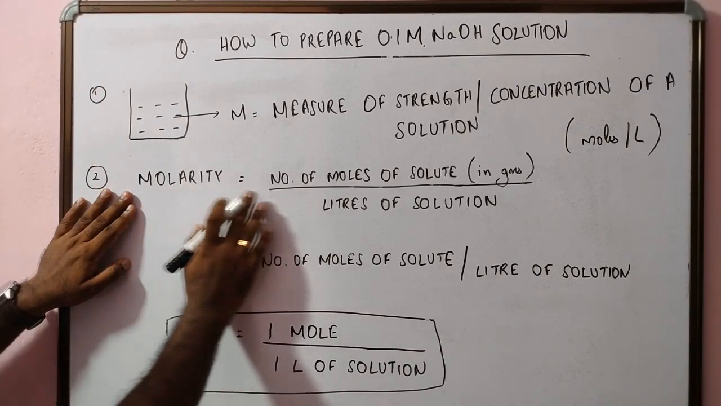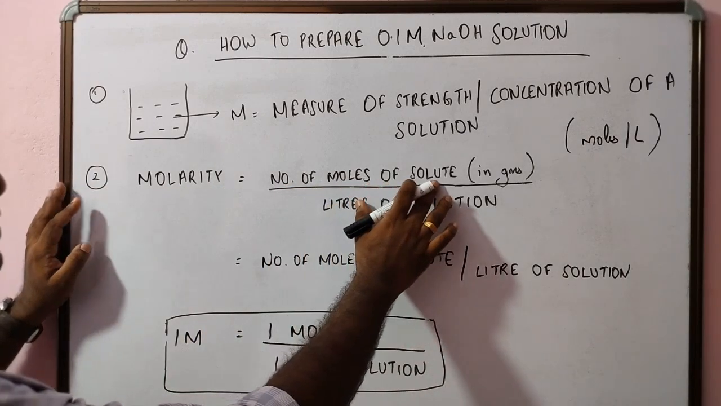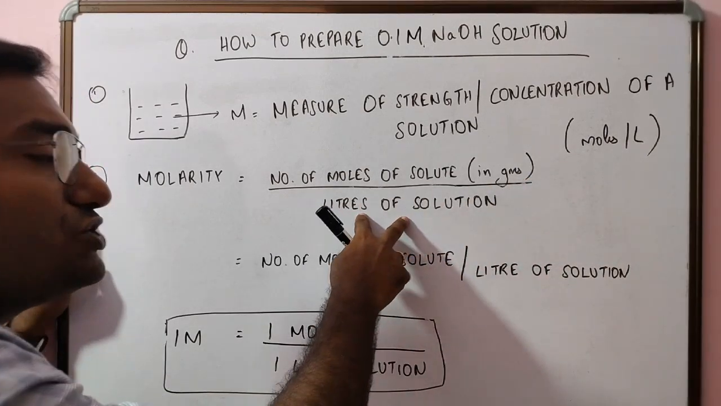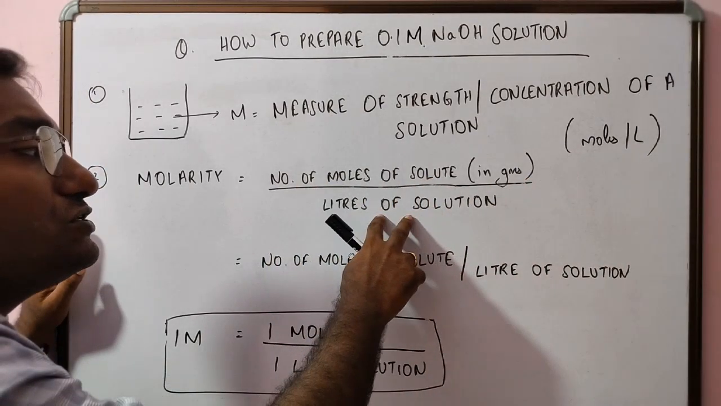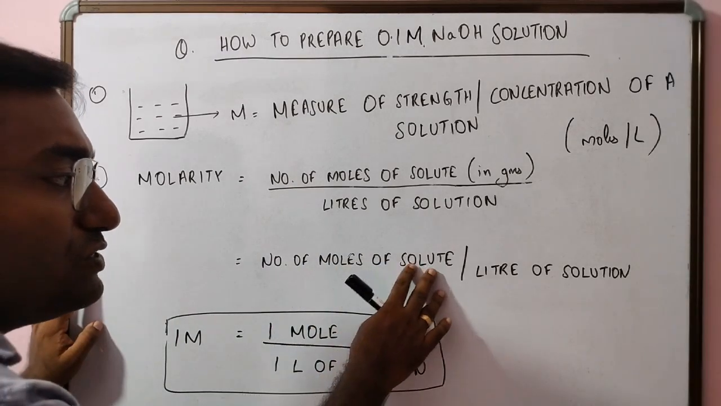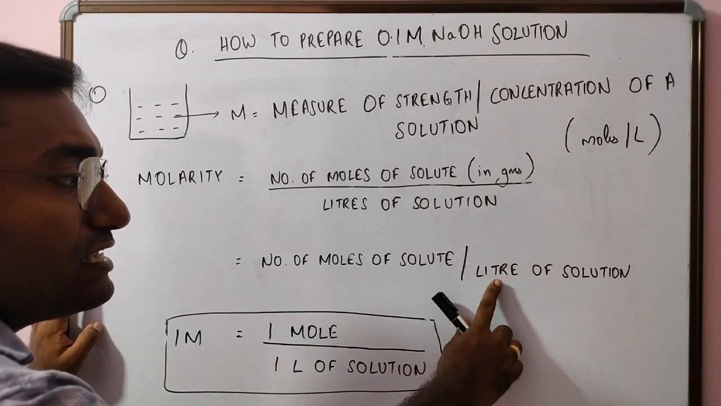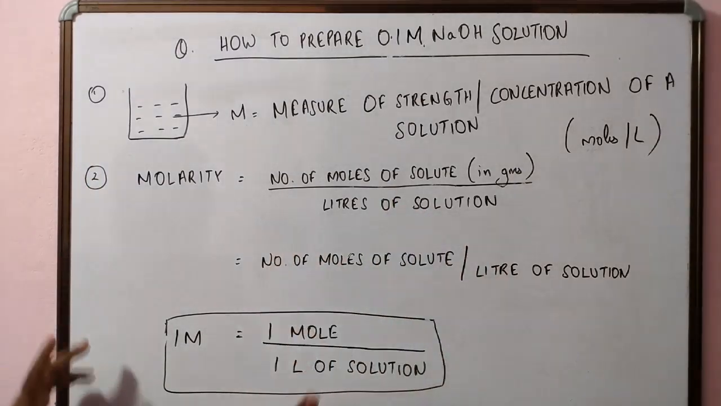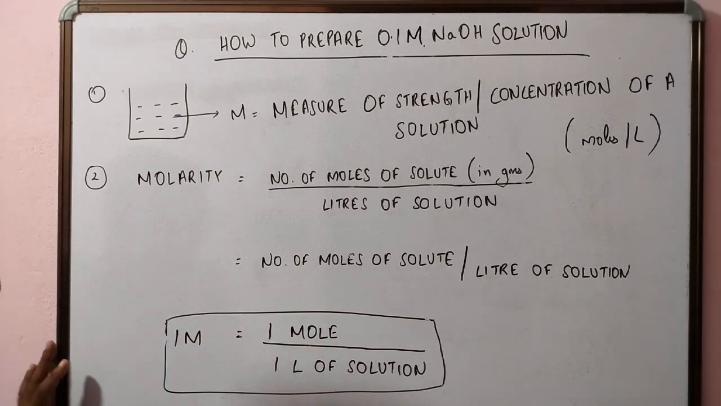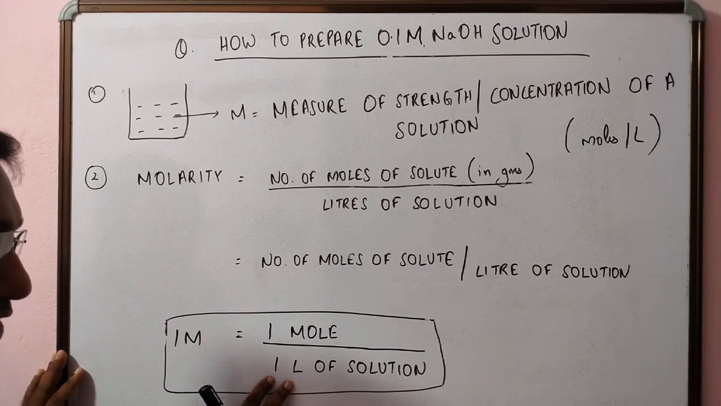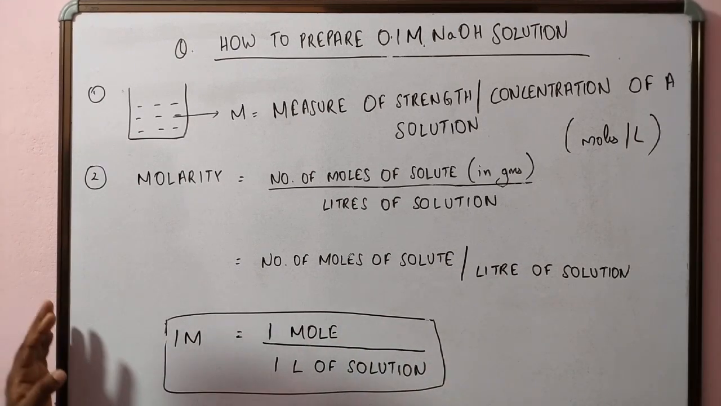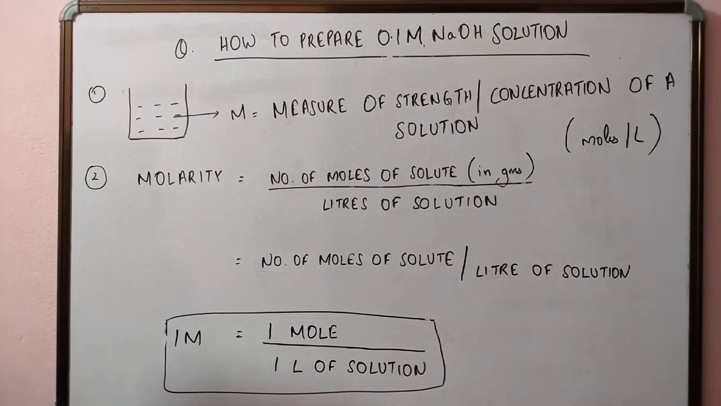Molarity is given as the number of moles of solute in gram equivalents divided by the liters of solution in which the moles of the solute are present. This would give you the number of moles of solute in grams per liter of the solution. Now suppose there is 1 mole of solute in grams present in 1 liter of the solvent, that would give you a solution that has a strength of 1 molarity.